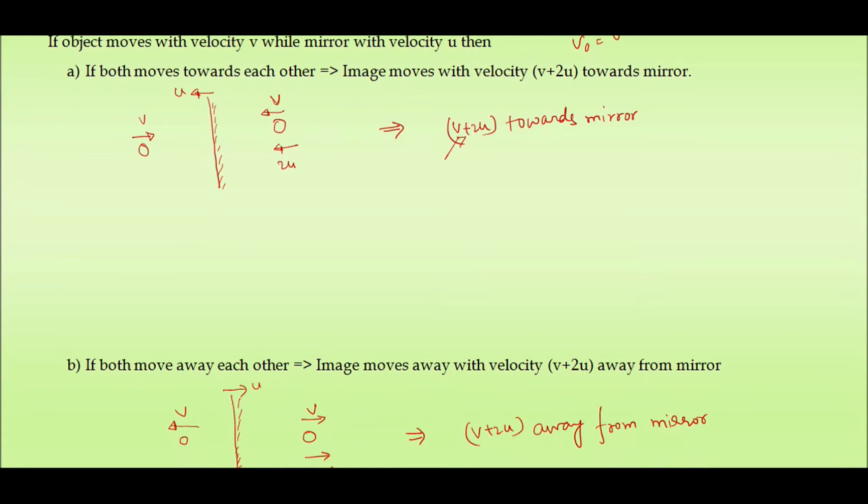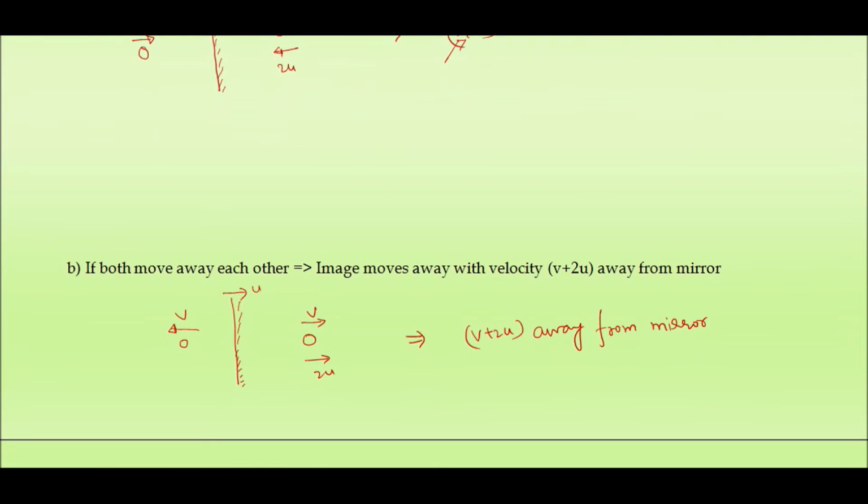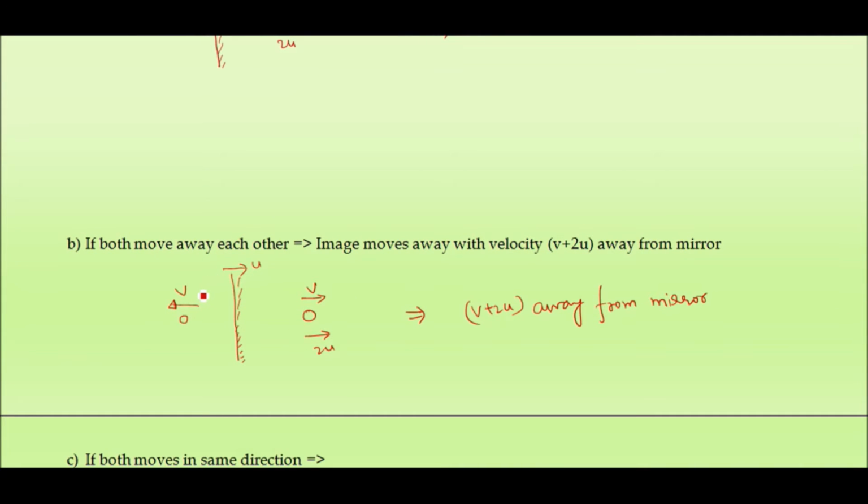Now if both move away from each other, the object is moving away with velocity v and the mirror with velocity u. Clearly, due to the movement of the object, it is v away from the mirror, and due to the mirror, it is also 2u away from the mirror. If we add these two effects, we get v plus 2u away from the mirror. It is written here, if both move away from each other, the image moves away with velocity v plus 2u away from the mirror.